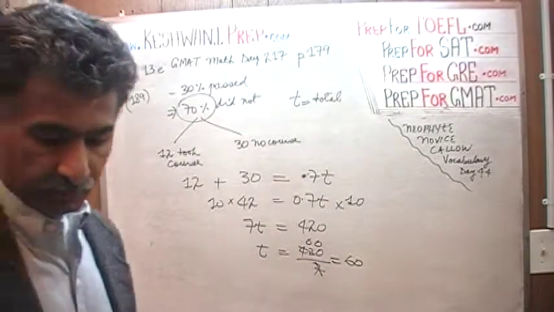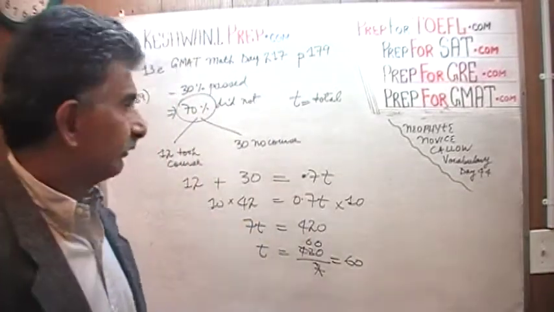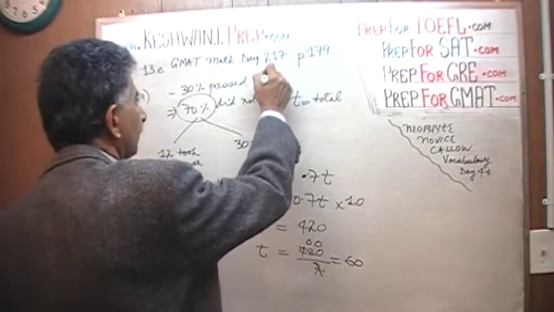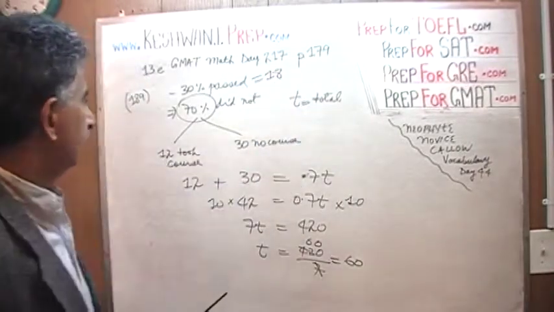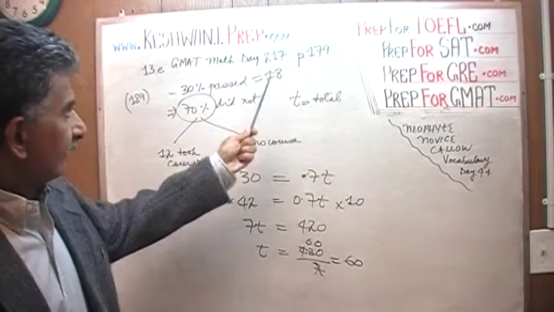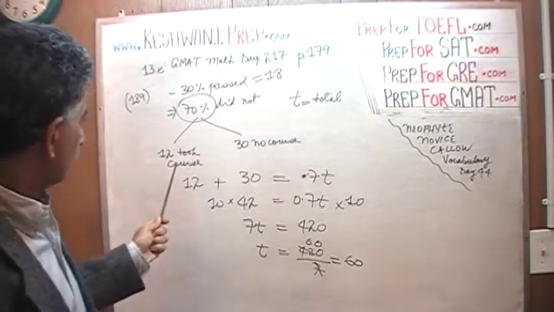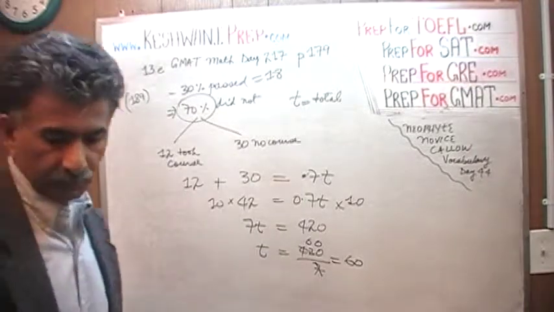We know 10% of 60 is 6. If 10% of 60 is 6, 30% would make it 18, which means that 60 minus 18, 60 minus 20 is 40. So this better add up to 42. 12 plus 30 is 42, you see.